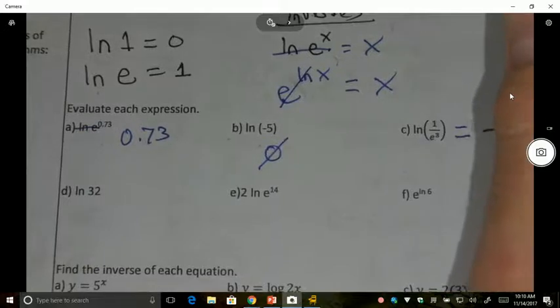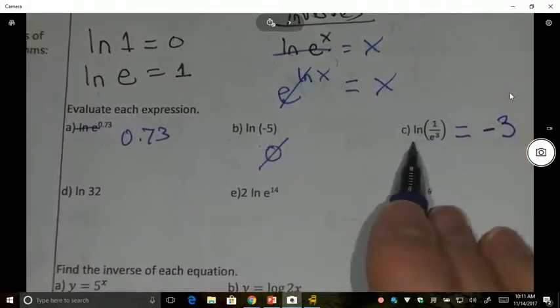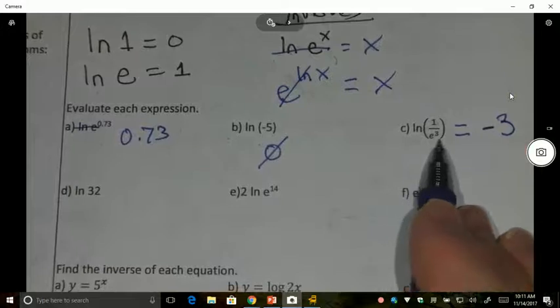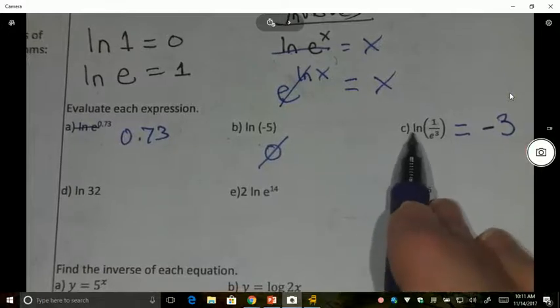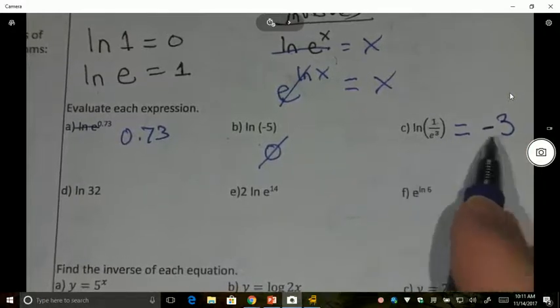I see a fraction in letter C, so I'm expecting my answer to be negative, and in fact it's negative 3, because this is e. e to what power is 1 over e to the third? Well, it would be 3 to make it e to the third, and negative to make it flip.